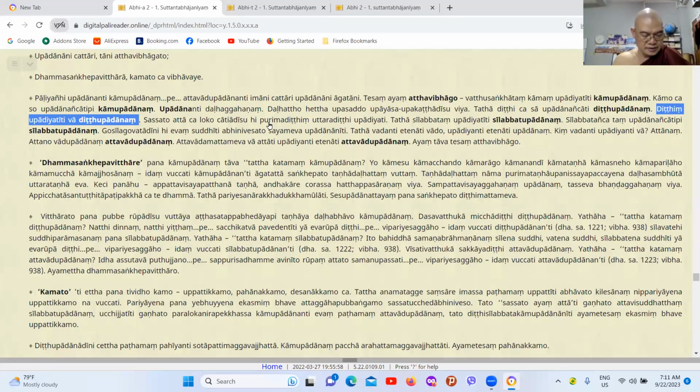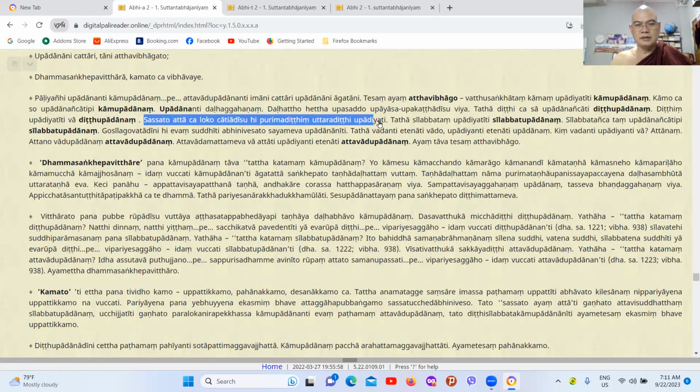Purima diti, udra diti upadhyedi. In this case, sastro ada loko. Sastro ada, the ada is eternal. The loka is eternal. So the subsequent wrong view takes the claim to the preceding wrong view in this case.